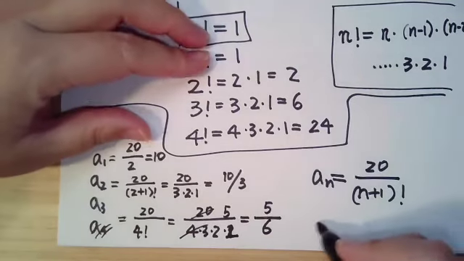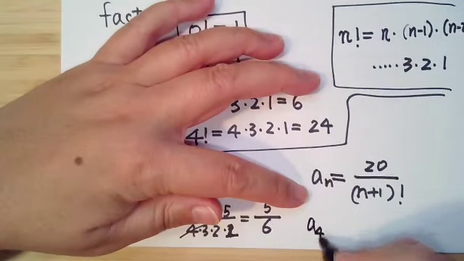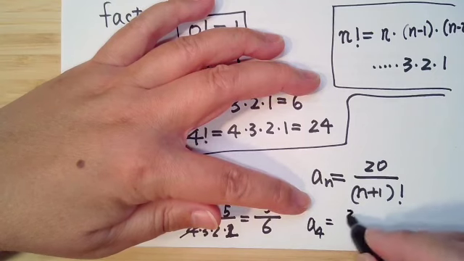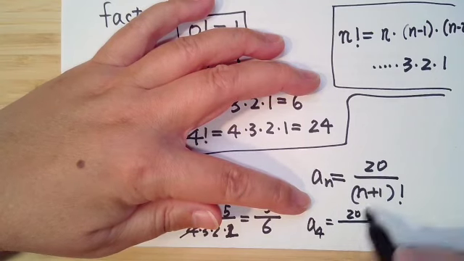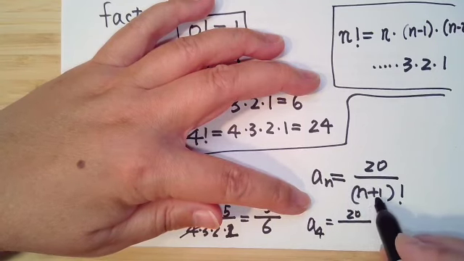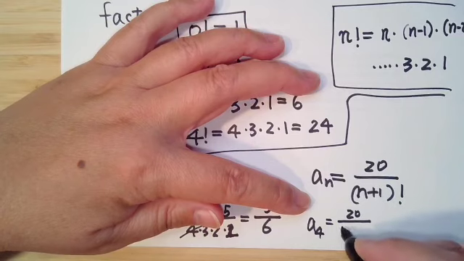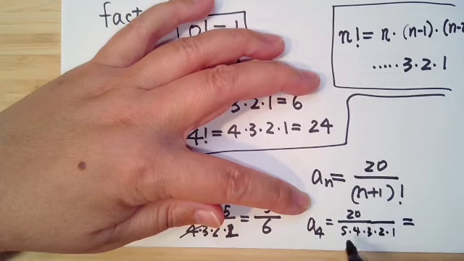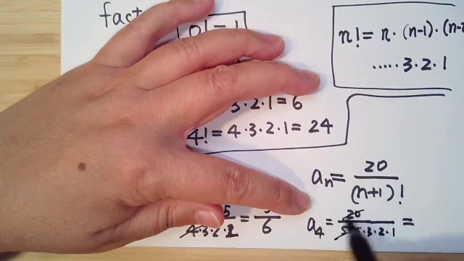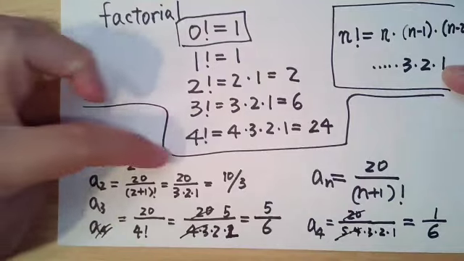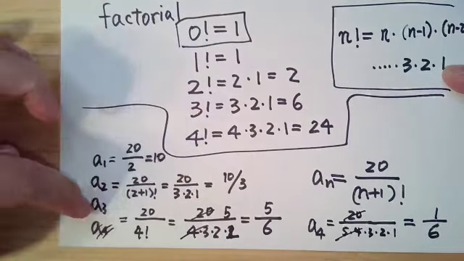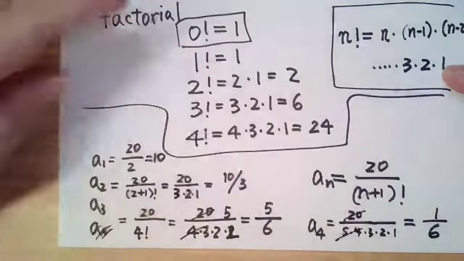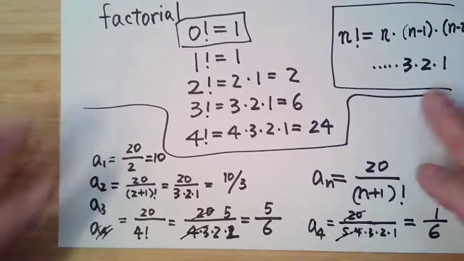Can you find A4? A4 will be 20 divided by, n equals 4, so 4 plus 1 is 5. 5 factorial is 5 times 4 times 3 times 2 times 1. And then 4 times 5 is 20, cross out with this 20, so the answer is 1 over 6. So far we have A1 is 10, A2 is 10 over 3, A3 is 5 over 6, and A4 is 1 over 6. We get the first 4 terms.